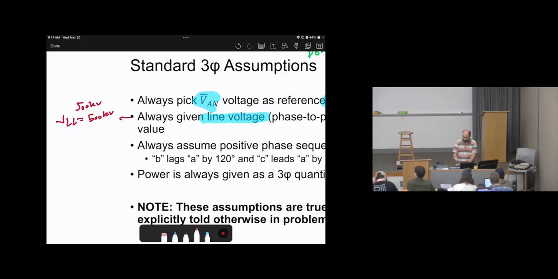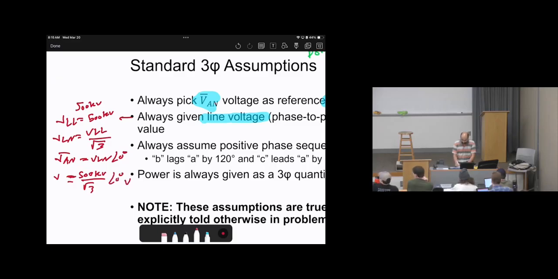Then what should I do? You will say V line to neutral equals V line to line over square root of 3. After that, you will say VAN equals V line to neutral angle 0 degrees, which in other words is 500 kilovolts divided by root 3, angle 0 degrees volts. That is VAN. So this formula is very important and we will use it a lot.